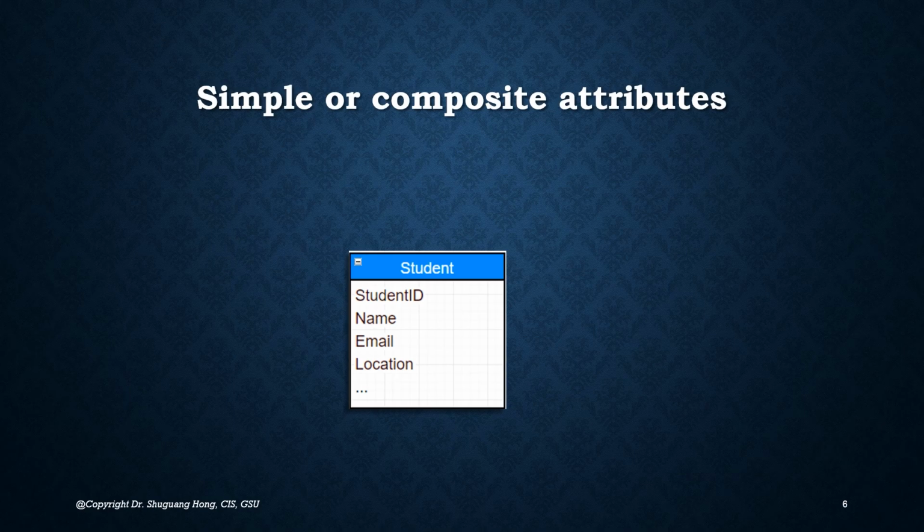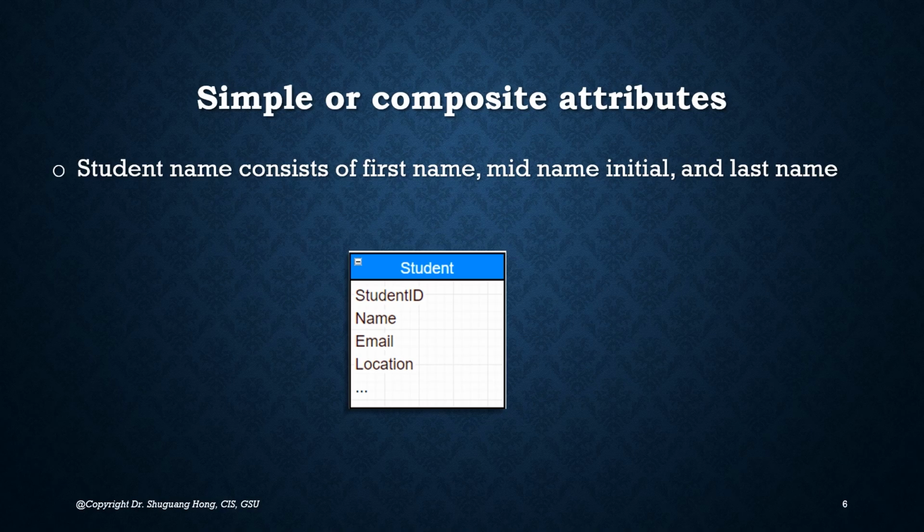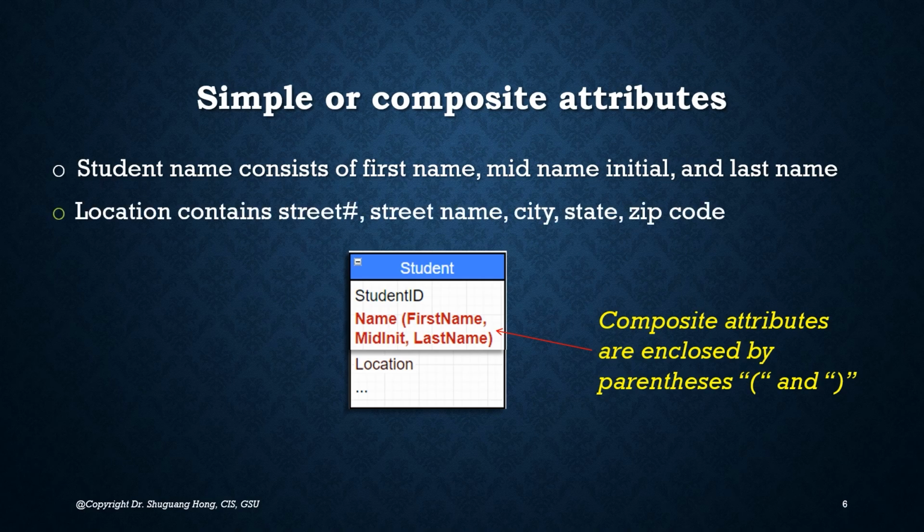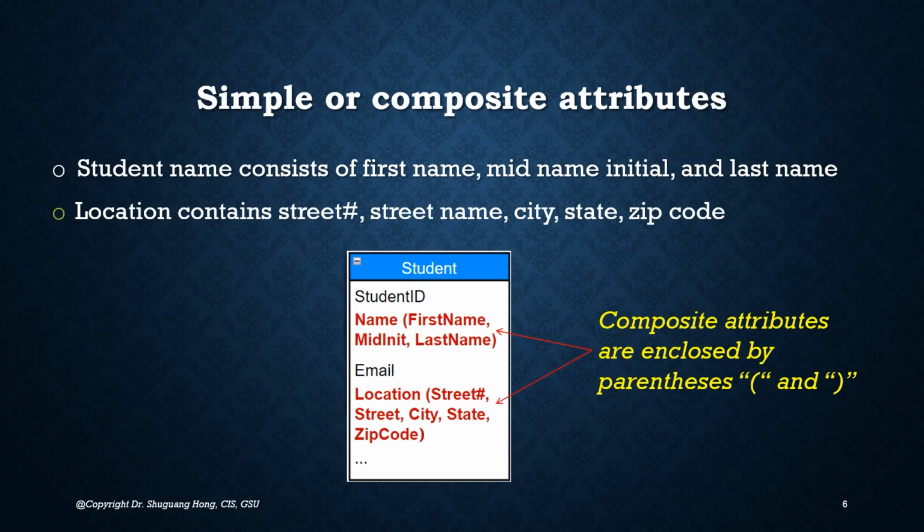Simple or composite attributes. Simple or composite attributes are used to capture the data elements and business rules about data in the user requirements. For example, student name consists of first name, middle name initial, and last name. It is a composite attribute. Use parentheses to show the component attributes. Location is also a composite attribute, which contains street number, street name, city, state, zip code. An attribute that has no components is called a simple attribute, like student ID and email.